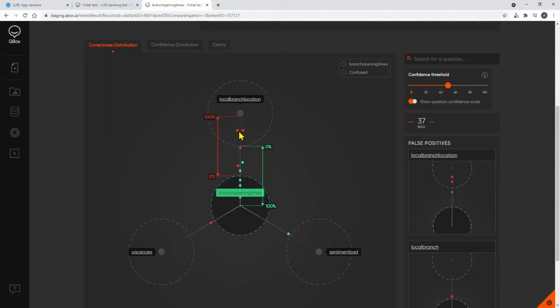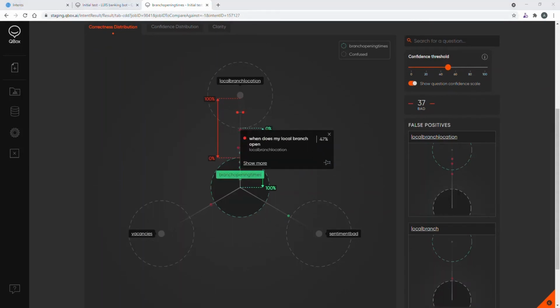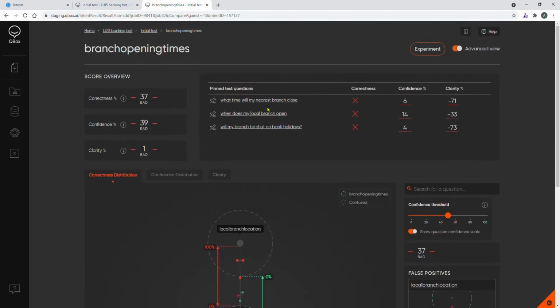I'll try to fix these 3 incorrect ones first. So let's pin these. We can see from the correctness distribution graph that all 3 incorrect utterances are getting confused with my local branch location intent. So this intent covers questions on users asking where their nearest bank branch is. Let's get a deeper analysis by clicking into the first utterance.